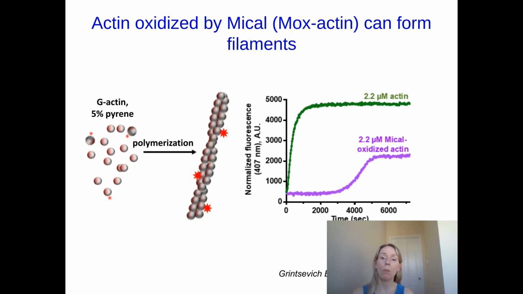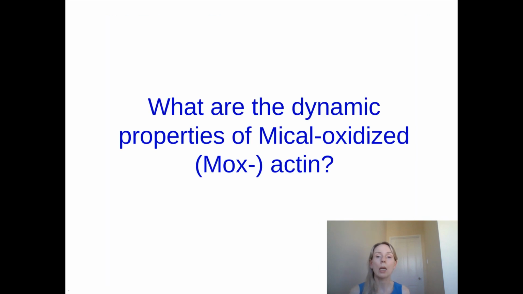And what does this indicate in terms of overall properties of these actins? Since critical concentration is a ratio of the rate constants of actin disassembly, or depolymerization, and polymerization, it means that the dynamics of actin is changed somehow by this oxidation. So here we wanted to ask the question: what are the dynamic properties of this Mical-oxidized actin?